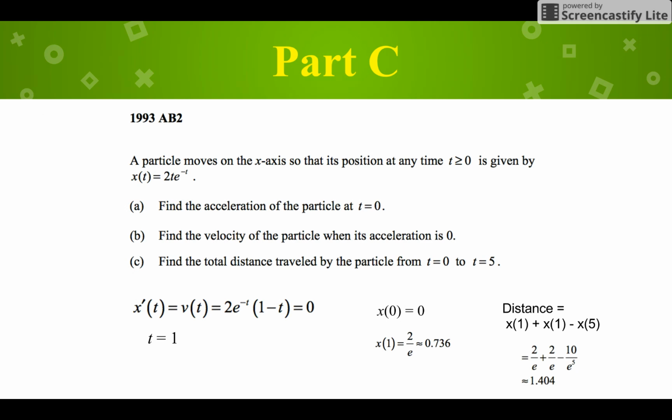So you get 2 over e plus 2 over e minus 10 over e to the 5th. And since it's a calculator problem, you can approximate it as 1.404. And there you have it.